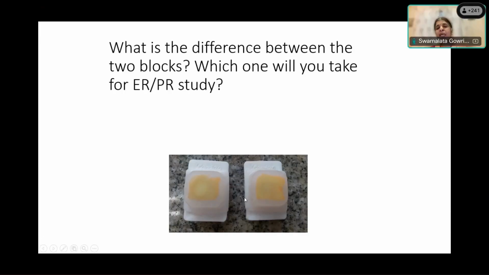For ER-PR and HER2, there are ASCO-CAP guidelines that fixation should be from 6 to 72 hours, because ER-PR is such an important test. You're going to determine what treatment to give the patient and prognosticate depending on those markers. So it is our duty as laboratory personnel to make sure that the tissue is fixed adequately, neither too long nor too short, and that you take the right tissue for your ER-PR testing.